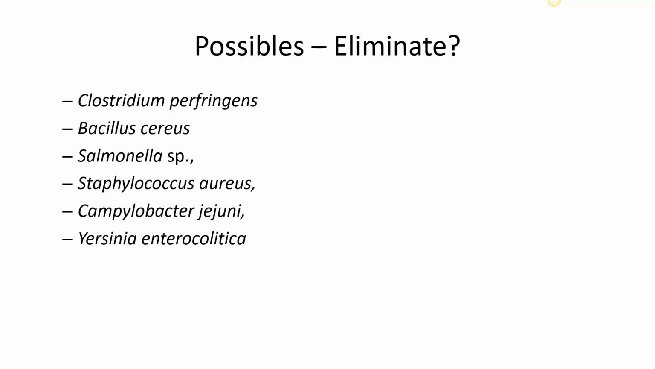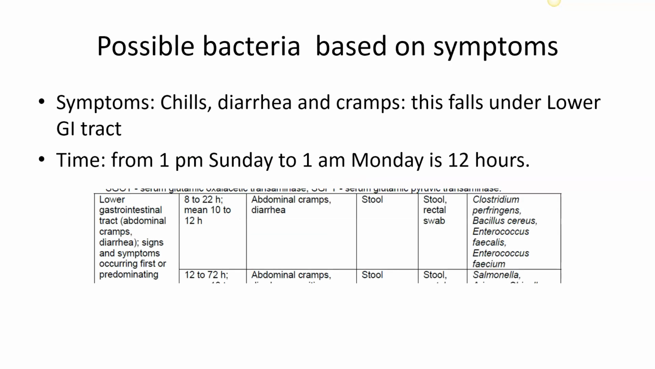The next thing we want to do is think about which of these we can eliminate. We can drop out Salmonella. Why? Because it's gram-negative. We can drop out Staph aureus because it's not a bacillus. Remember, we said it was a gram-positive spore-forming bacillus. We can drop out Yersinia enterocolitica because it's gram-negative. And that kind of leaves us with 3. I'm not real sure what Campylobacter jejuni is, but the other 2 are spore-forming bacilli. That much I do know.